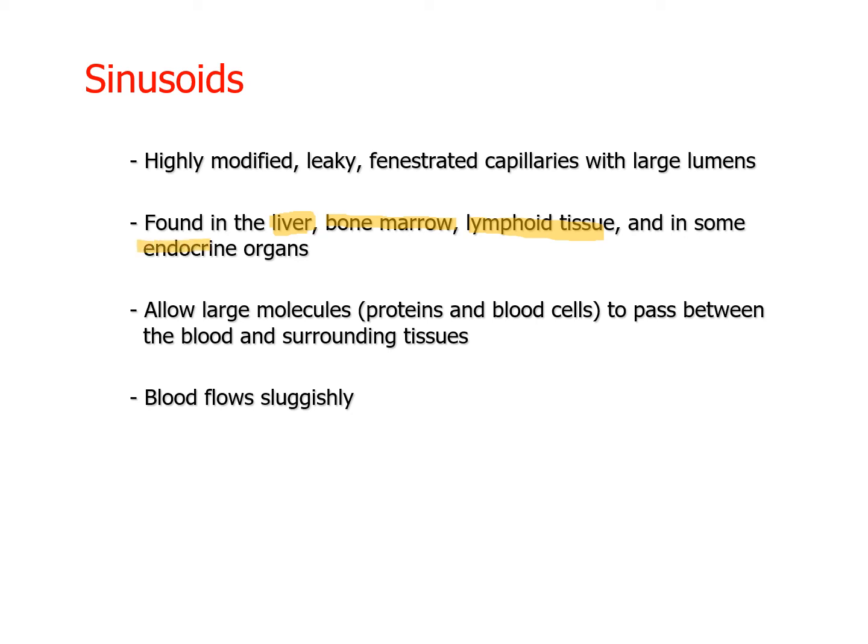It allows for very large molecules and even blood cells, and I'm not talking necessarily red blood cells, but any kind of blood cell to pass between the blood and the surrounding tissue. Essentially, the blood will flow into an area of the body that contains these sinusoidal capillaries, and the flow will slow down. It'll be quite sluggish. It percolates all through that tissue, as happens with the liver, for example, or the spleen, which is a good example of that.